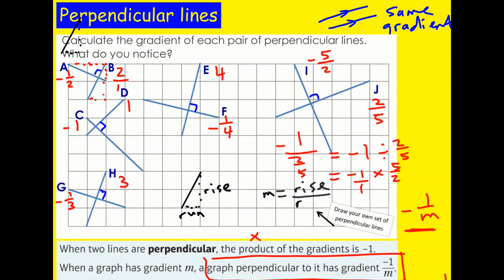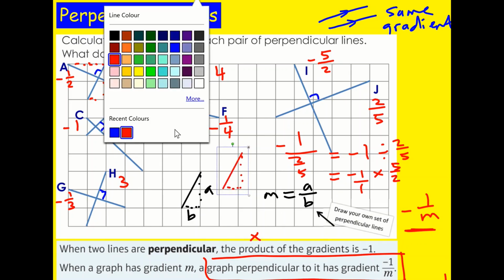Maybe I shouldn't call it that. I'm not going to call it rise over run. I think I'll call it A over B. Why not do that? So m is going to equal A over B. Now if I take a triangle that looks exactly the same, I'm just going to make it green.